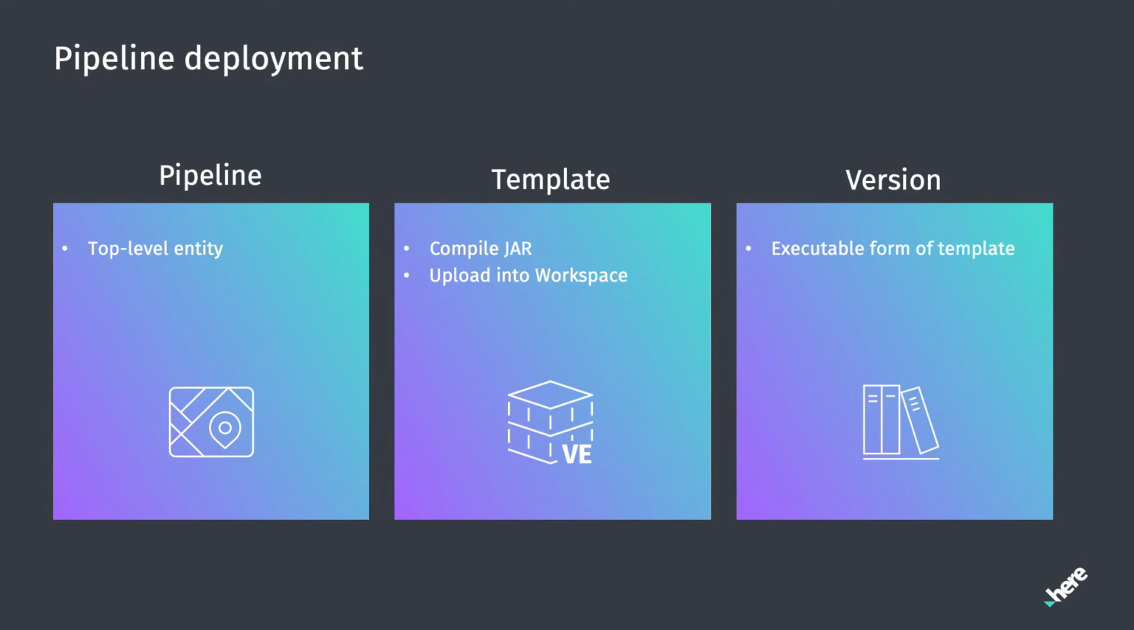Following the template, you create a version. The version is also immutable and represents the executable form of the template. There are several operations you can submit on your pipeline version in order to do things like run and cancel the pipeline. There are several states of execution your pipeline can be in.